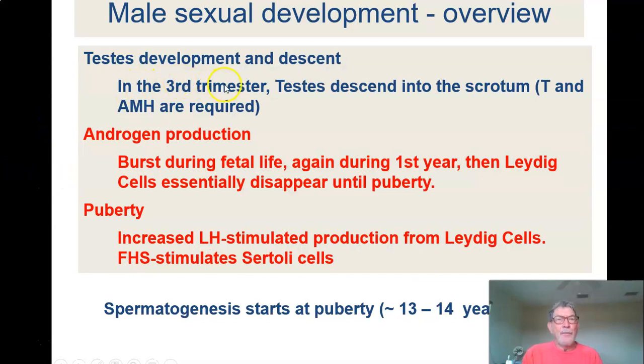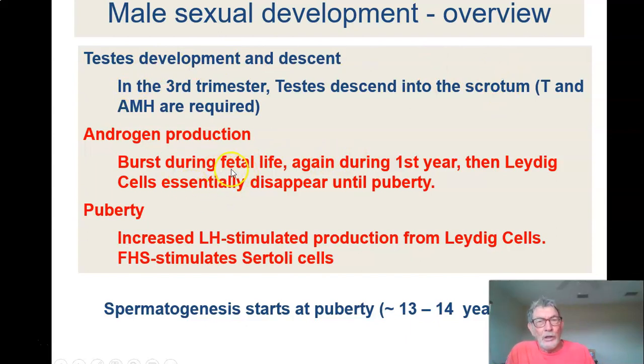The testes, in the third trimester, descend into the scrotum, because they have been developing in the presence of testosterone. Anti-Mullerian hormone is required to get rid of the female tubes and stuff, so the testes can descend down into the scrotum. Some babies are born with the testes still up in the abdomen. Sometimes you can just push on the abdomen and they'll pop through the inguinal canals. Other times it requires surgery to move them down into the scrotum.